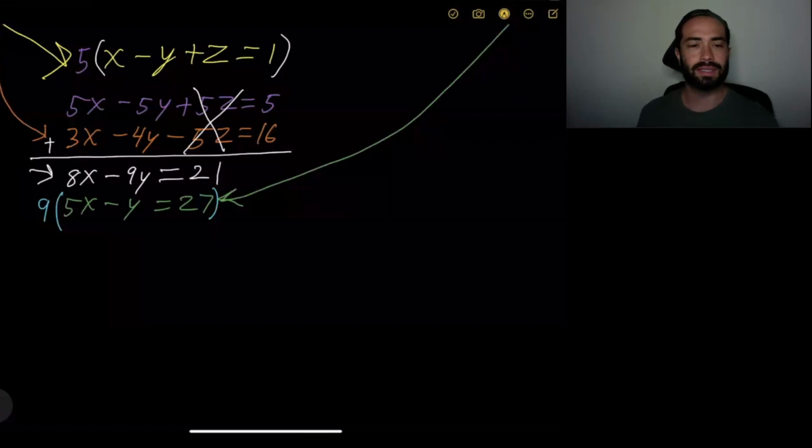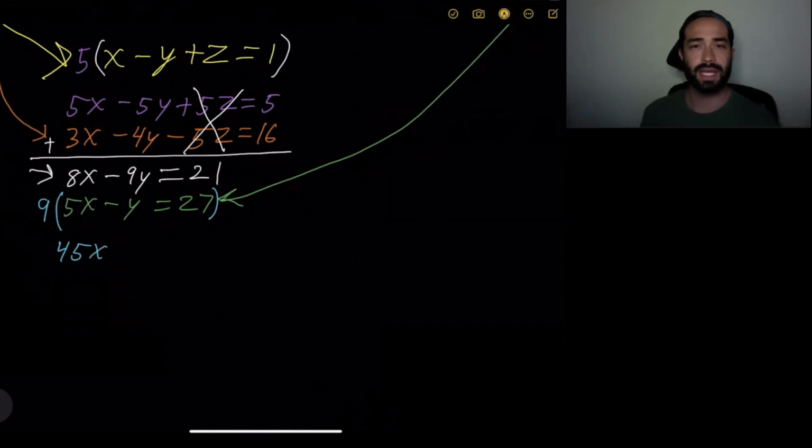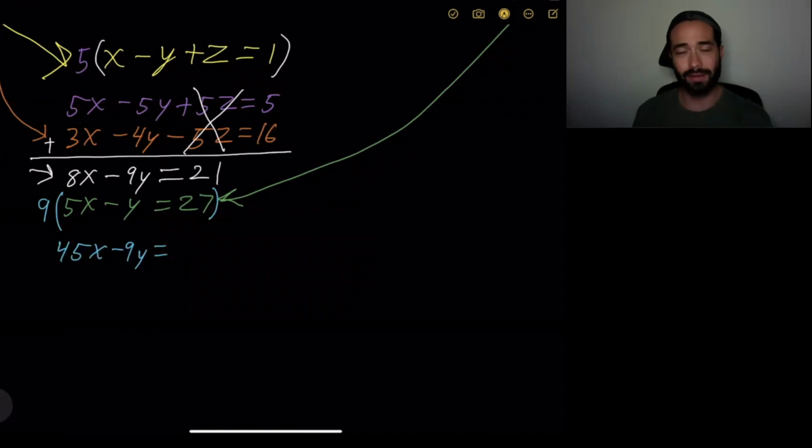All right, let's do it. 9 times 5x, that's 45x. 9 times negative y, that is negative 9y. Oof, but we got a big one here. 9 times 27. Now, here's what I like to do when I multiply by 9s. I just go 1 up and I multiply by 10. And the reason for that is 9 times 27 literally means 9 27s. Well, I can just do 10 27s and then subtract 1 of the 27s.